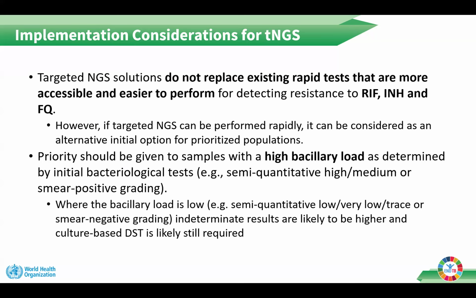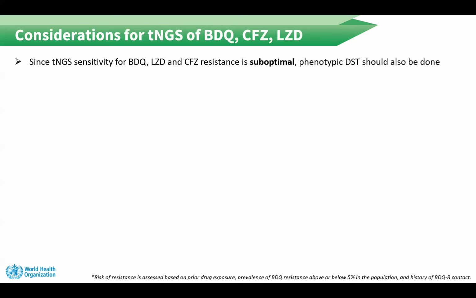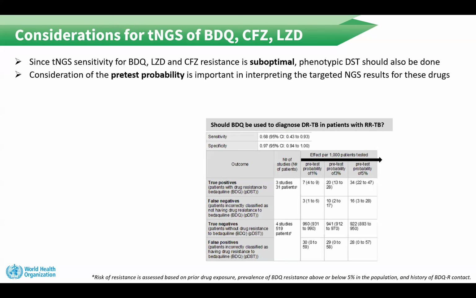Priority should be given to samples with a high bacillary load as determined by initial bacteriological tests, because where the bacillary load is low, indeterminate results are likely to be higher, and culture-based DST is still likely to be required to get a final drug susceptibility testing result. In particular, there were additional considerations for the use of TNGS for detection of resistance to bedaquiline, clofazimine, and linezolid. Since TNGS sensitivity for these drugs is suboptimal, phenotypic DST should also be done.